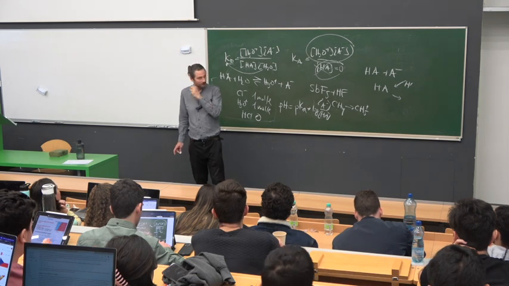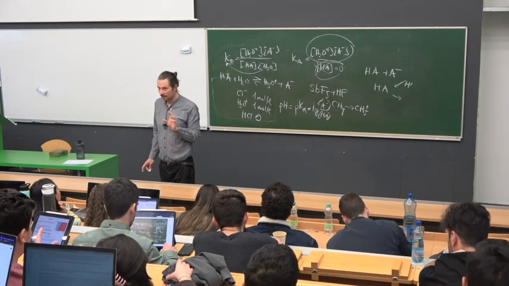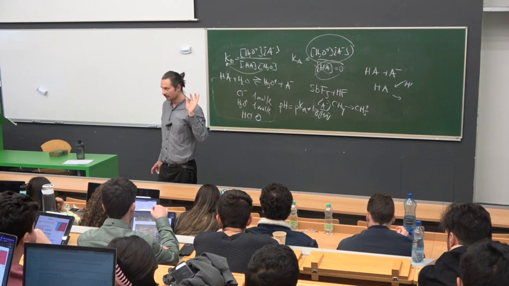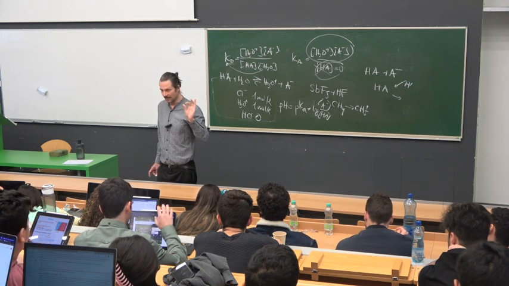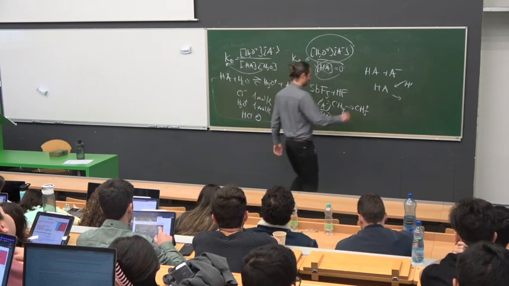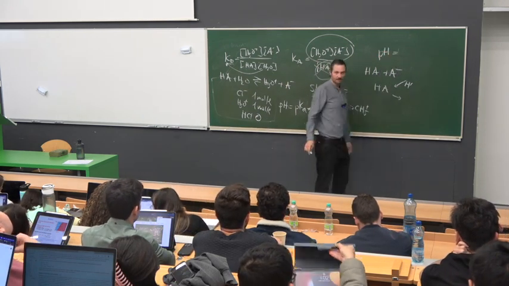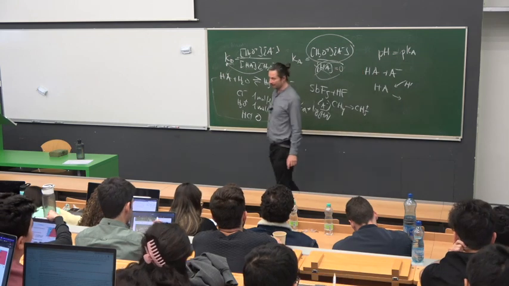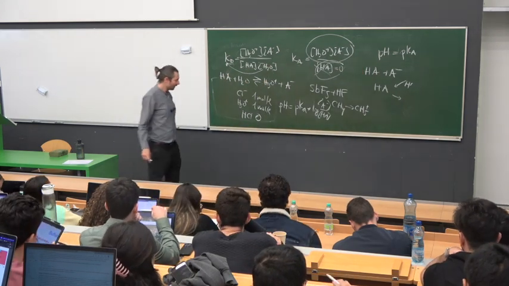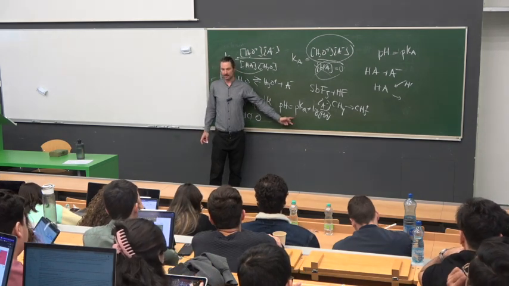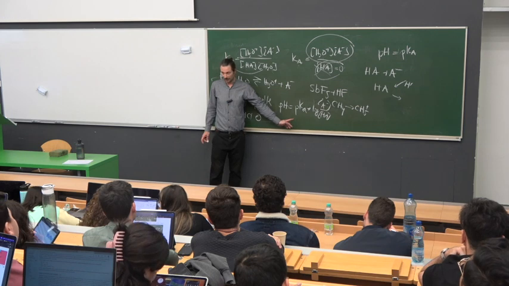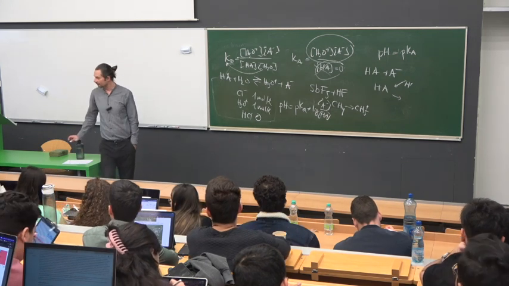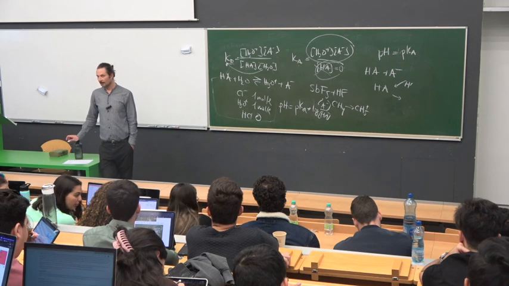One last thing. Buffers are buffering best when the pH of the buffer is equal to the pKa of the acid. So, buffers have the largest capacity for buffering if pH is equal to pKa. I'm telling you that that's how it is. Can you, from the Henderson-Hasselbalch equation, figure out why that is? Because both are equal in amount. Both what are equal in amount? Correct.